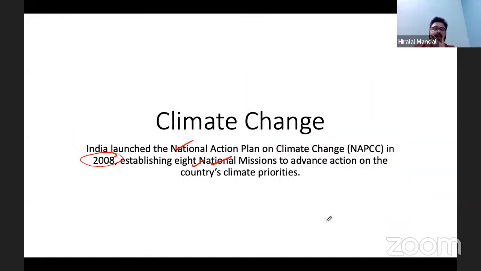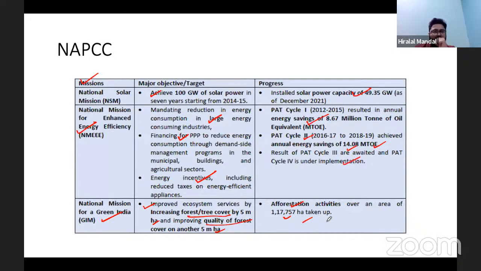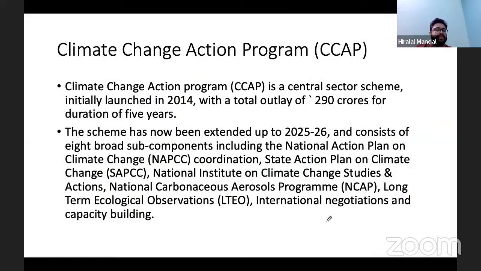Under this plan, 8 missions are there, and such questions can be asked in the mains examination and also the prelims. This is the progress we have achieved with respect to these submissions under the National Action Plan on Climate Change. But this is not the only program that we have started. There are many other programs with respect to climate change, and this is very important. We'll keep on discussing it.